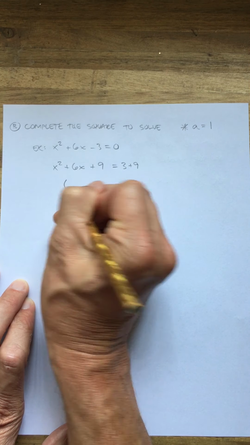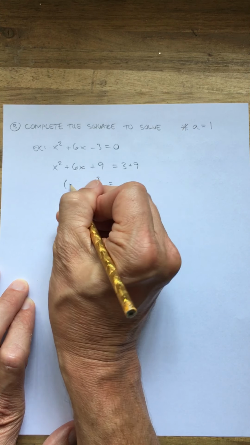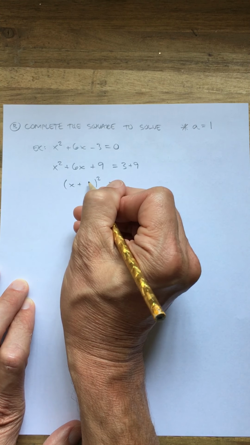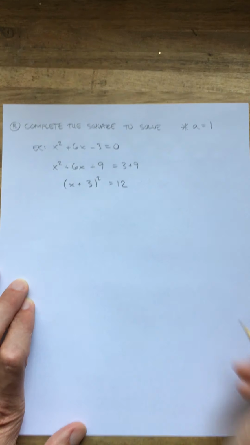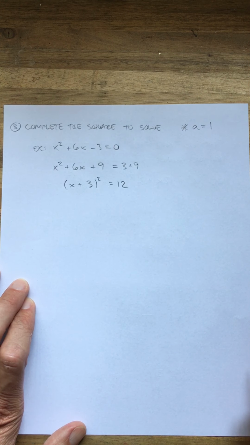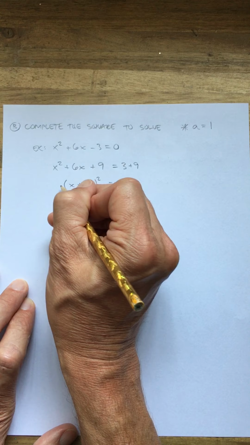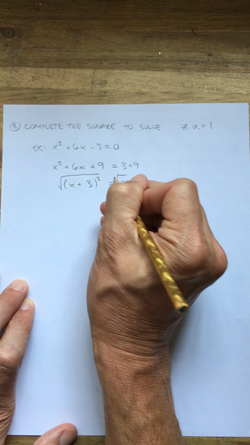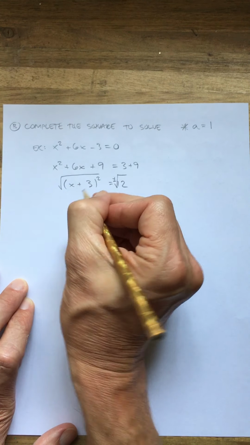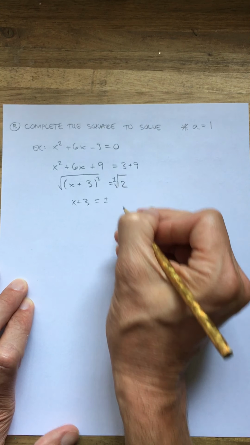And I get, ready for this? This factors into x plus 6 divided by 2, which is 3, squared. And that equals 3 plus 9, which is 12. All right, now take the square root of both sides. Don't forget your plus and minus. The square root of that becomes x plus 3 equals plus or minus the square root of 12.